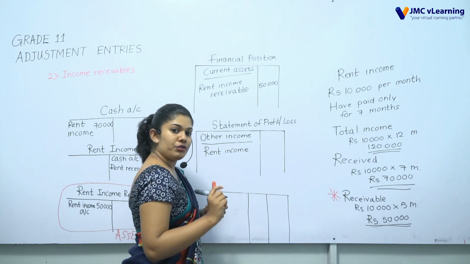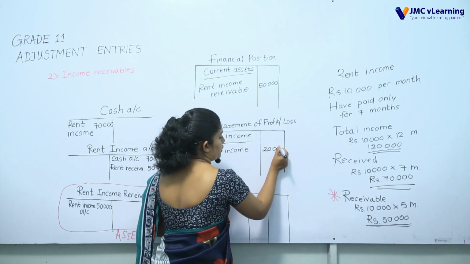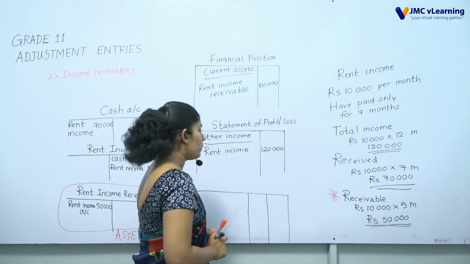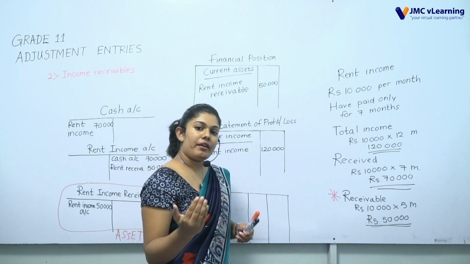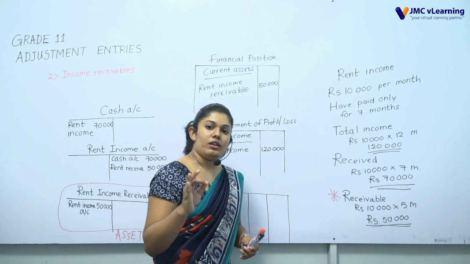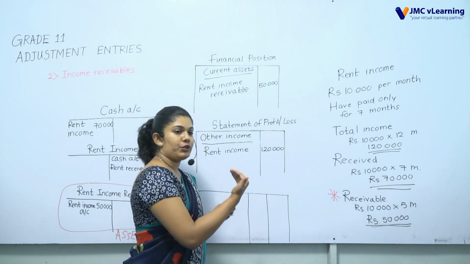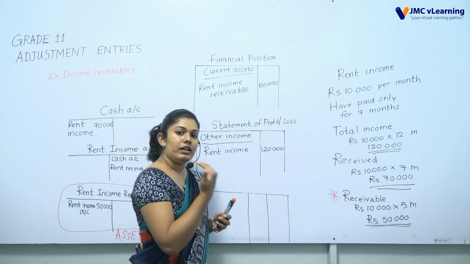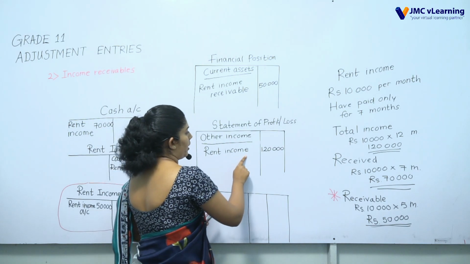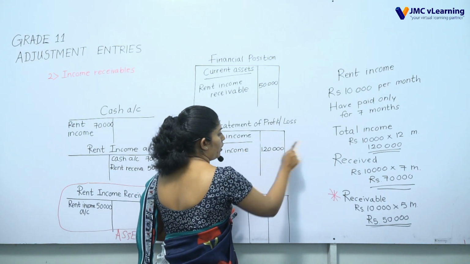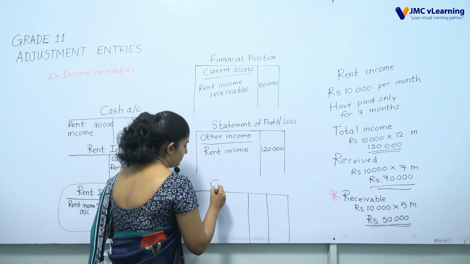Rent income, you have to record the total amount based on the accrual principle. You have to record the total amount of 120,000 because you have already earned it but still not received. According to the accrual principle, we have to identify the total income relevant for the year irrespective of cash receipt. Therefore, we are recording rent income under other income, the total of 120,000.